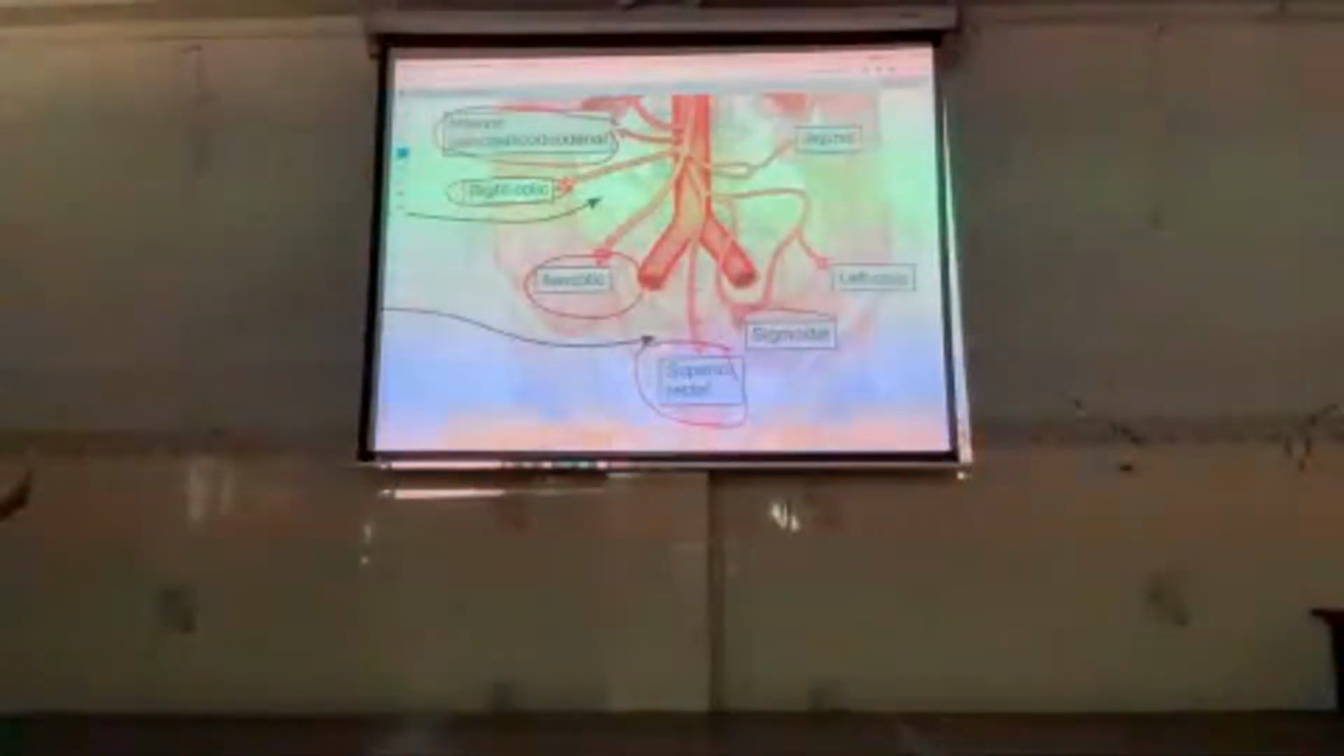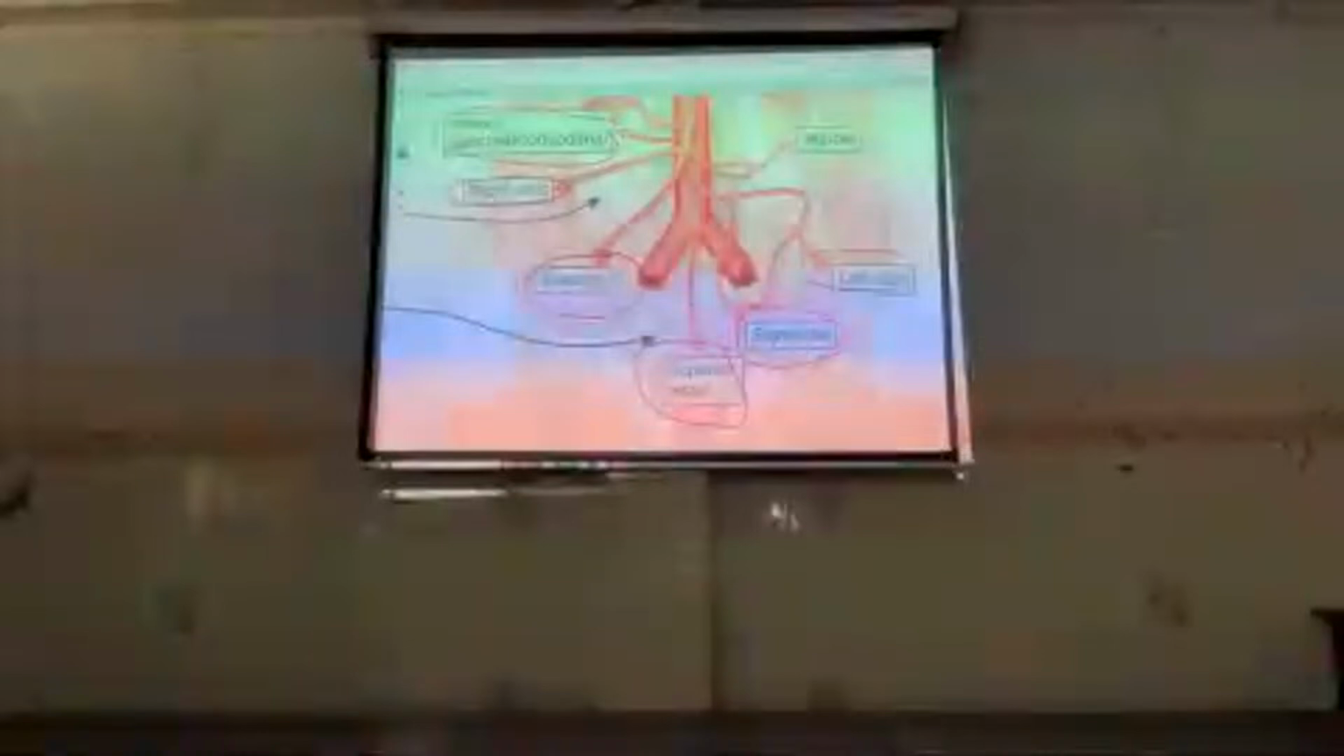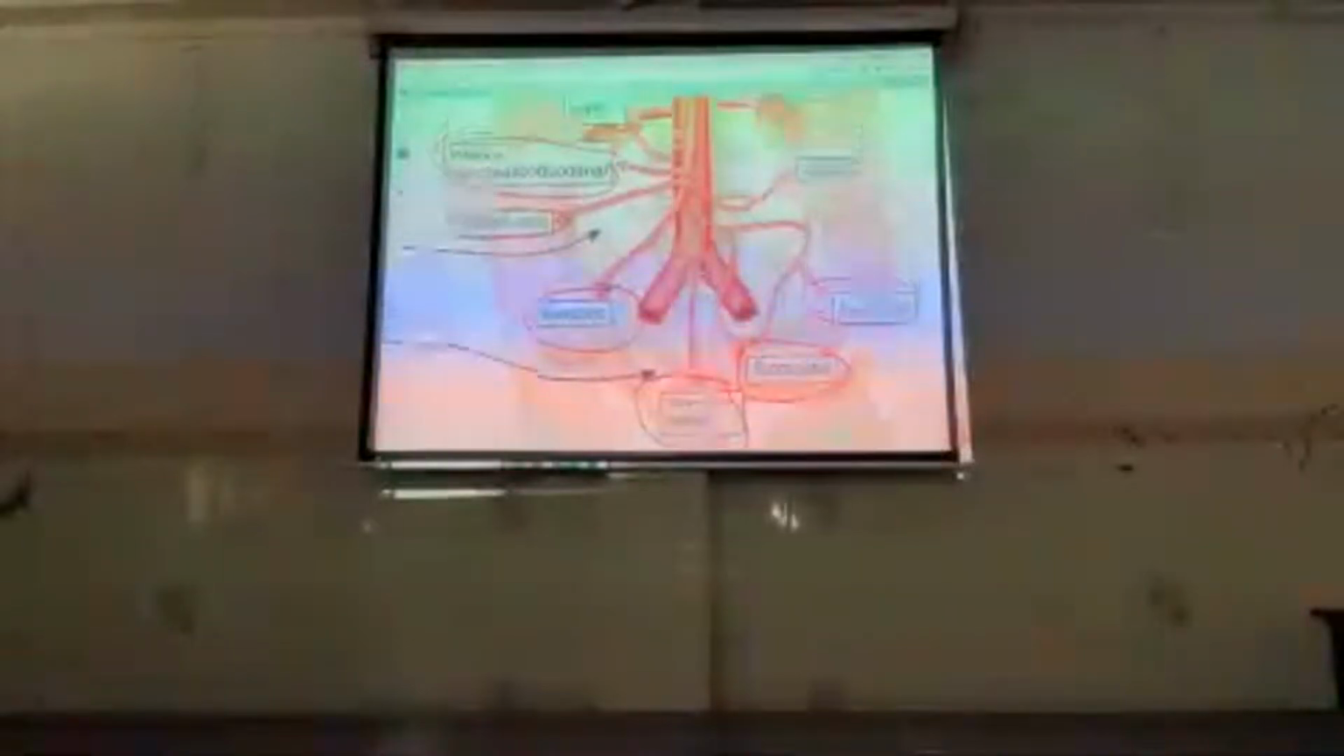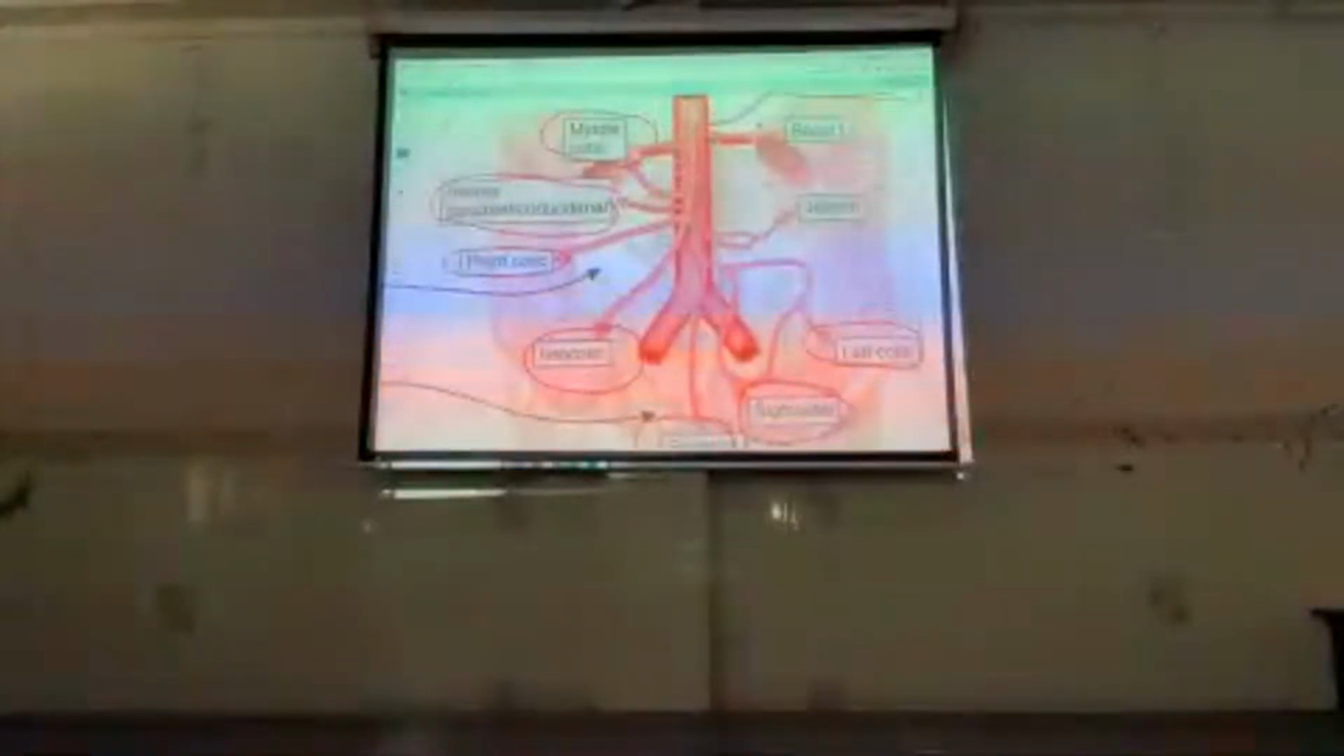Now you have the sigmoidal artery, the left colic artery, the jejunal artery, and the renal artery.